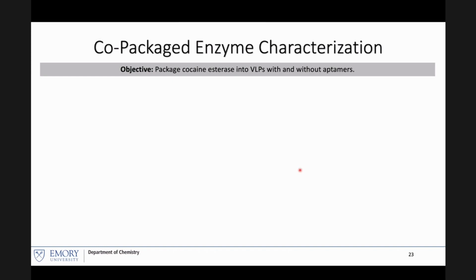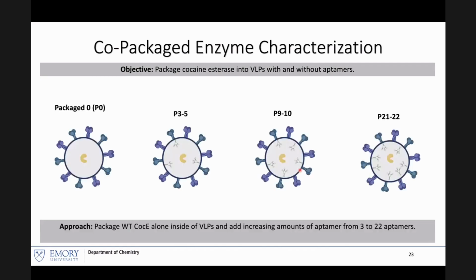Okay, so then lastly, now we want to package cocaine esterase into VLPs with and without aptamers. What I want to note going forward is we will use P for packaged and U for unpackaged. And the number that you see with it is how many aptamers on average are packaged inside of the VLPs. So P0 is going to be just our enzyme alone. P3 to 5 has 3 to 5 aptamers. P9 to 10 has 9 to 10 aptamers. P21 to 22 has 21 to 22 aptamers. Okay, so if you remember, we're trying to drive Km down. So we're comparing aptamer affinity and the amount of aptamer in there.